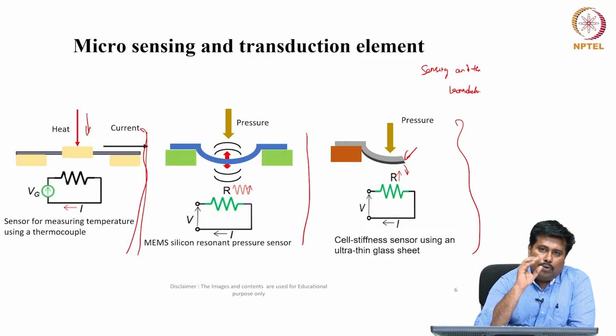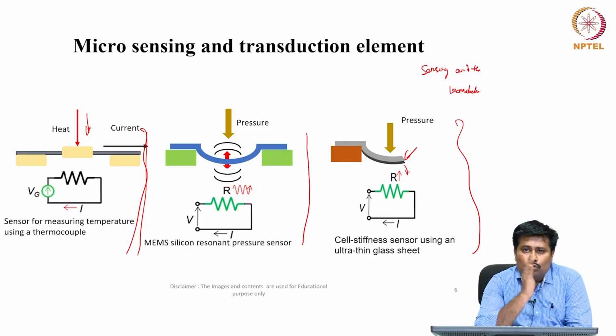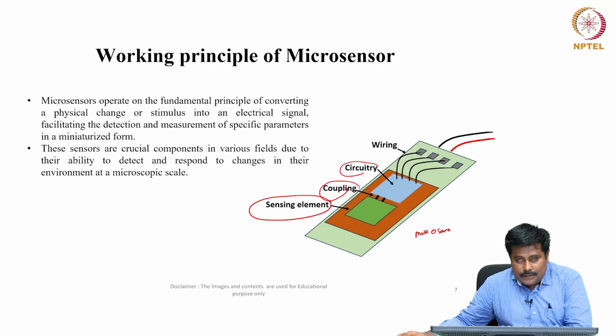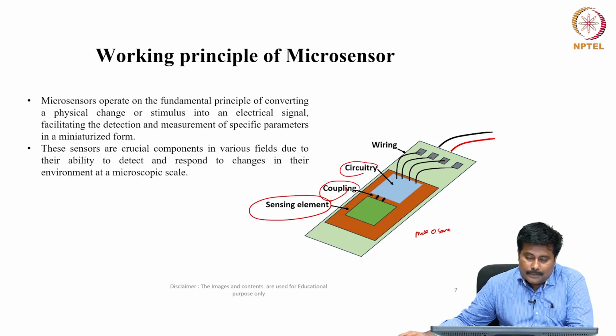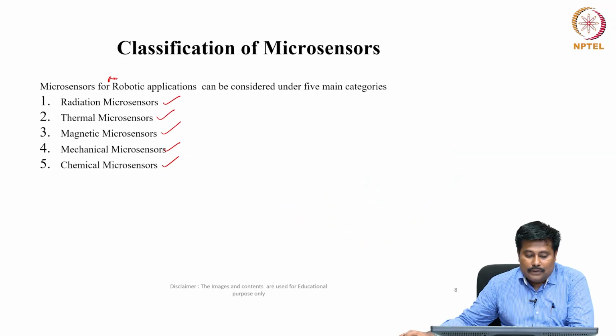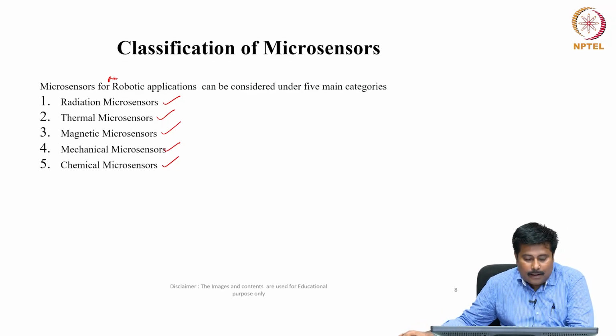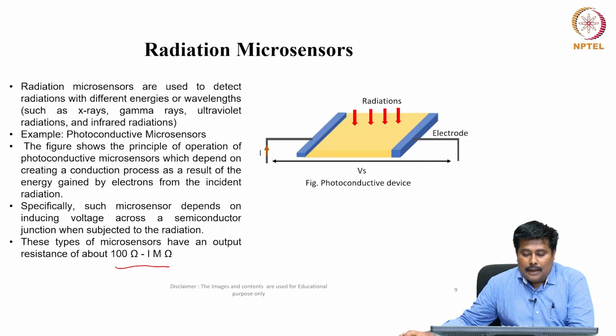If we try to categorize the microsensors, there are two key elements in a microsensor. One is the microsensing element and the other is the microtransduction element. Based on the application, the microsensing element and the microtransduction element are selected, and then the working principle of the microsensors. This is a template for the working principle of the microsensor, showing the different sub elements available in these microsensors. Then the classification of the microsensors, with reference to radiation, thermal microsensor, magnetic microsensor, mechanical microsensor and chemical microsensor.